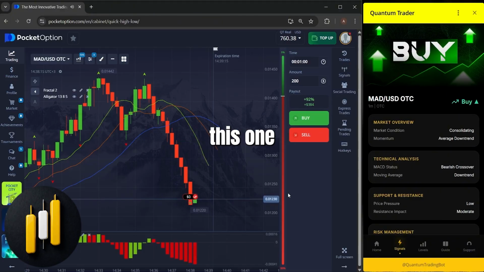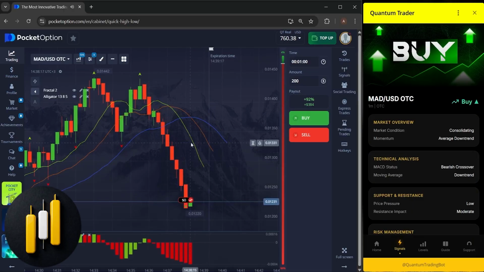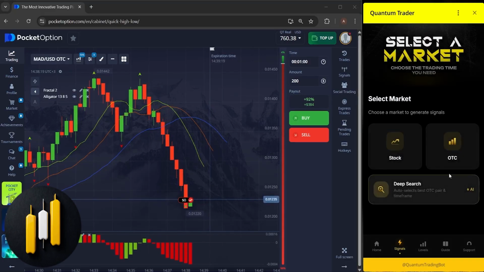And unfortunately, this one is a loss. You're broke! You're poor! But that's part of the game. Let's switch the currency pair.